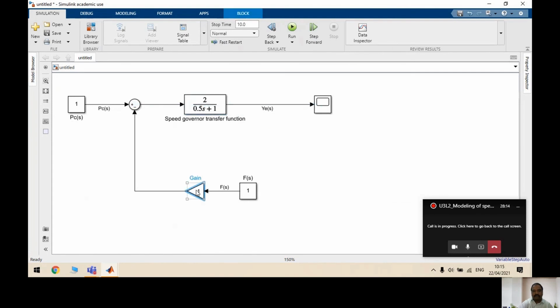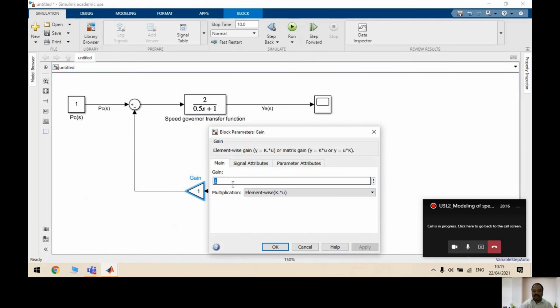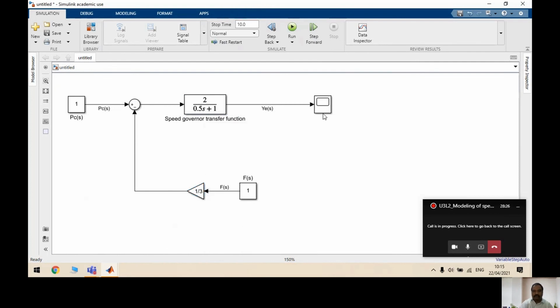Okay. Now this is the speed regulation. As I already told you, it is going to be 1 by R. So 1 by 3 I am taking. Now I'll show you. Here I'm changing the scope. Give me 1 minute of time.